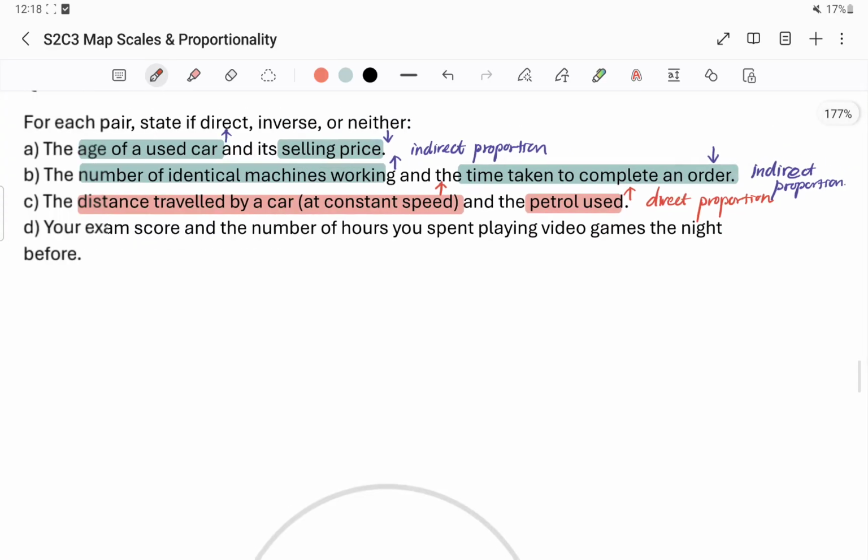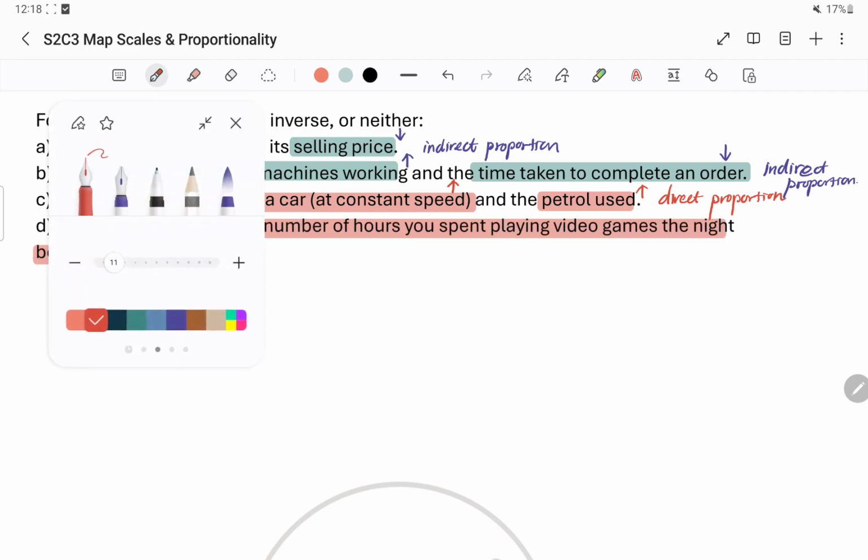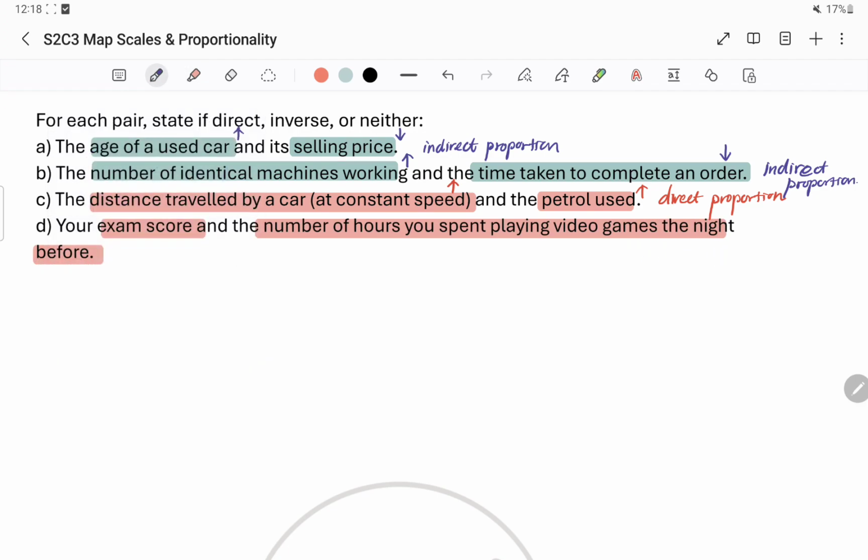you will use more petrol. Alright, second one, your exam scores and the number of hours you spend playing video games at night before. Okay, this one I want to mention first. Yes, although some people will tell you that if you play more games, maybe you will have lower exam scores, but that is not true. For this, there is no direct relationship between exam score and number of hours you spend on video games.